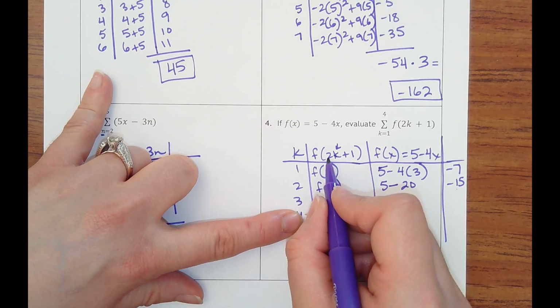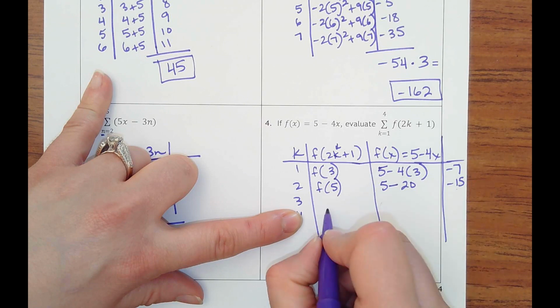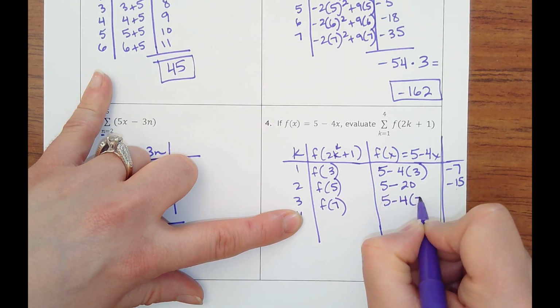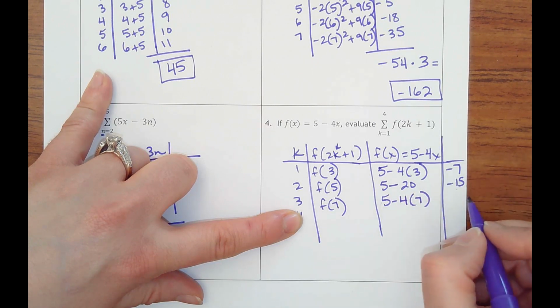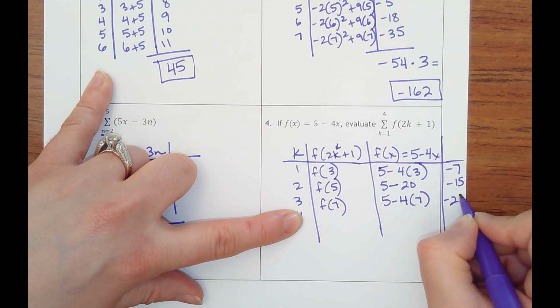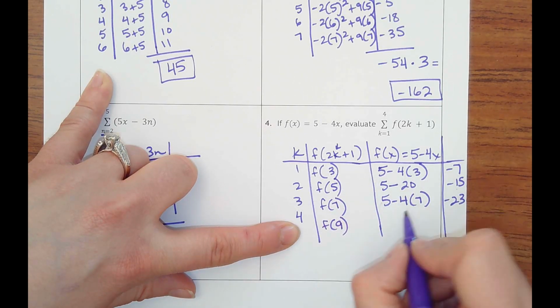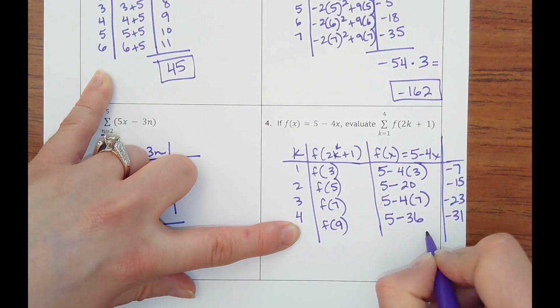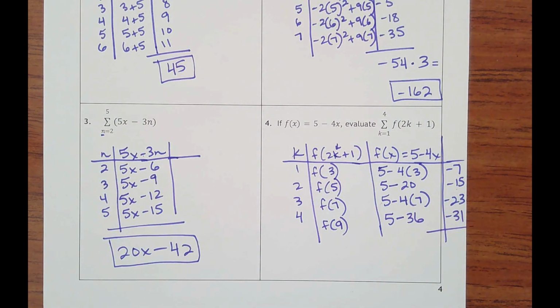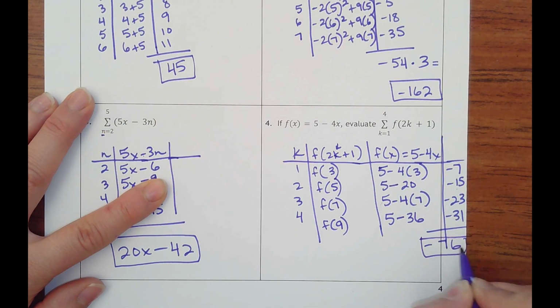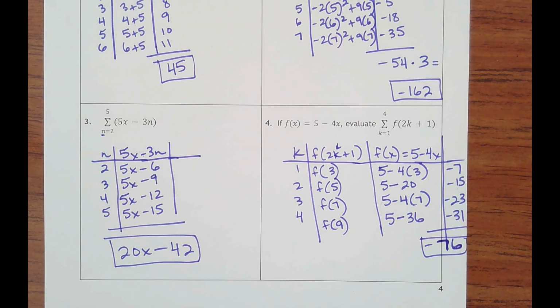This would be f of 2 times 3 is 6 plus 1 is 7. So it'd be 5 minus 4 times 7, 5 minus 28, which is negative 23. 2 times 4 is 8 plus 1 is 9, so f of 9 would be 5 minus 36, which is negative 31. That all adds up to negative 76. So that is sigma notation and summations using it.